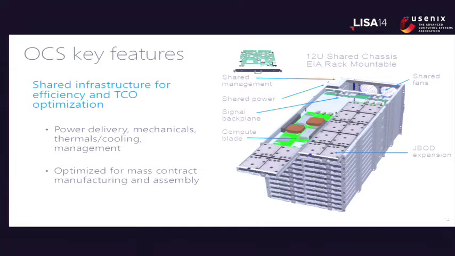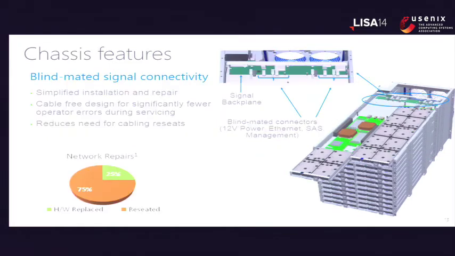This is a 12U design, so you see 24 servers in 12U. This kind of high density works well for compute intensive workloads. And finally, it's optimized. The design is very simple. There's very little sheet metal in it. So it's optimized for contract manufacturing, which reduces cost in the end.